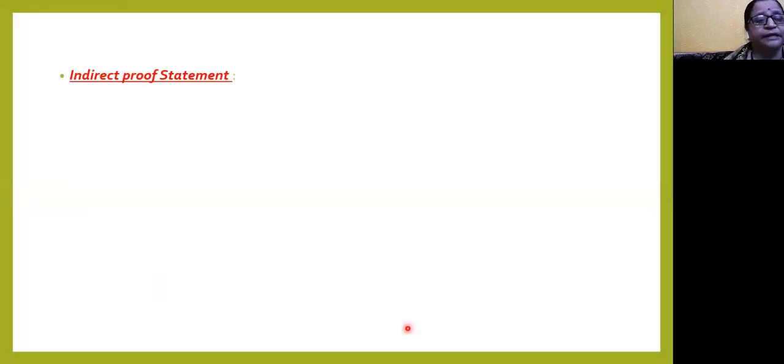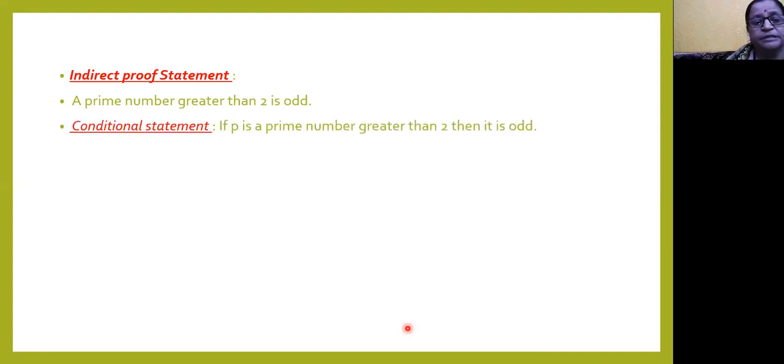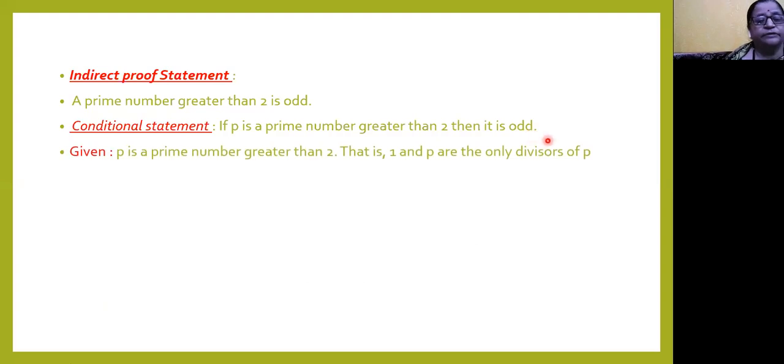Next, an indirect proof. The statement: prime numbers greater than 2 are odd. The conditional statement is: if p is a prime number greater than 2, then it is odd. Given: p is a prime number greater than 2, that is, 1 and p are the only divisors of p. To prove: p is an odd number.